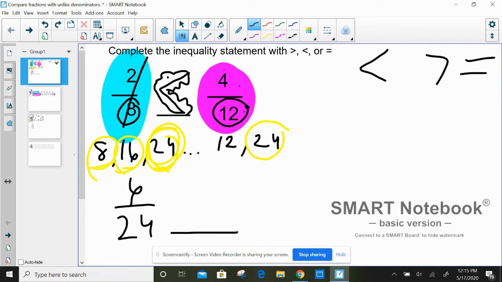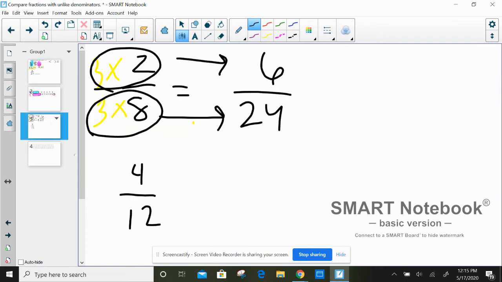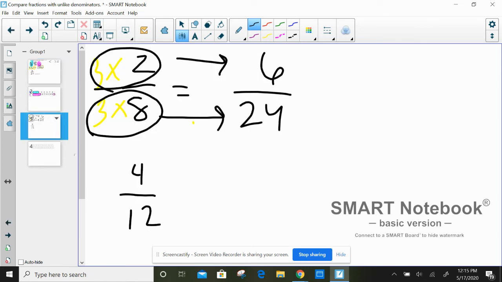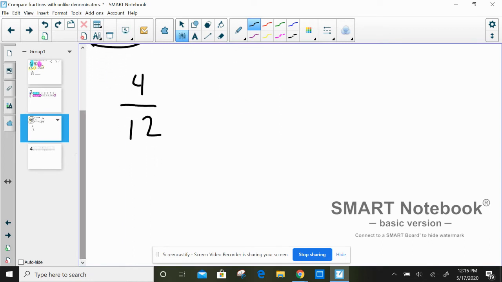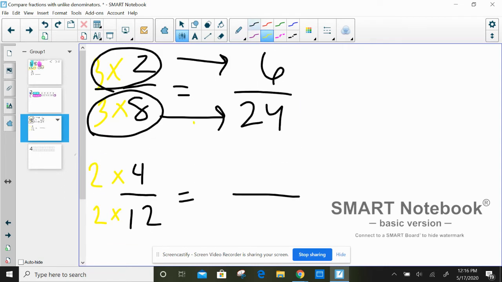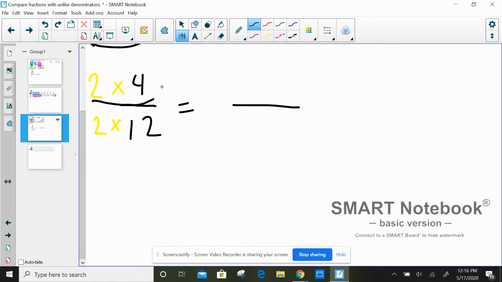Okay, and I'm going to compare that, but we've got to do the same thing down below. Now, I don't need to multiply this fraction here by 3, because I'm not going to get 24. Because didn't we see up here when we wrote our multiples that it was the next one? So that means 12 times 2 is going to give us 24. So I'm going to multiply this by 2. Means I have to multiply my 4 by 2. You've got to multiply the top and the bottom by the same number here, okay? So 4 times 2 is 8, excuse me. And then 2 times 12 is 24.